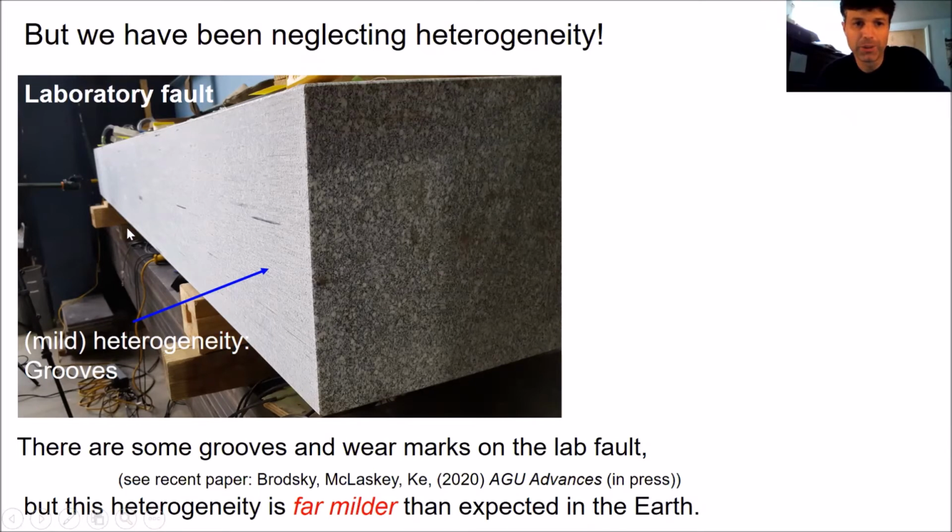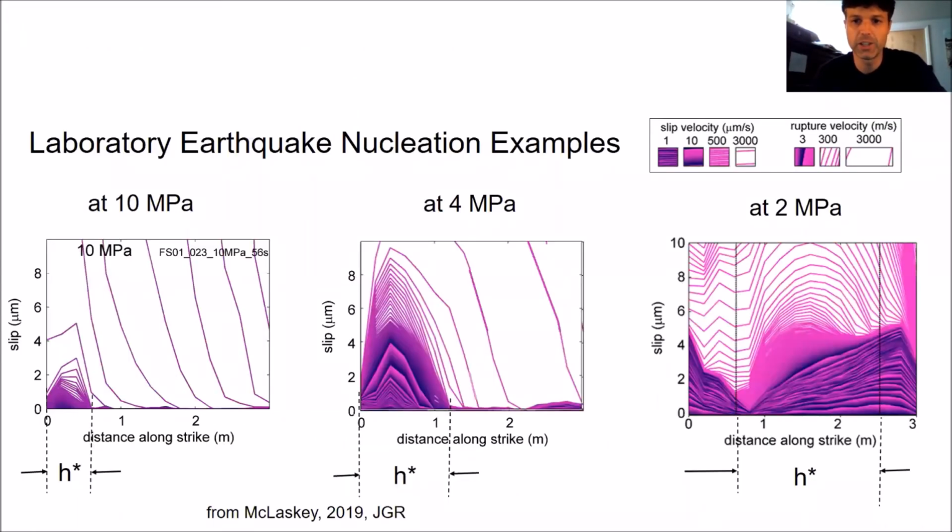Even in the lab, here's a picture of our lab fault. We get scratches and little smears and grooves and things, but in the lab, the heterogeneity is far milder than what we would expect in the Earth. And that heterogeneity has curious effects on the way that earthquakes initiate. Even in the lab, we can see this.